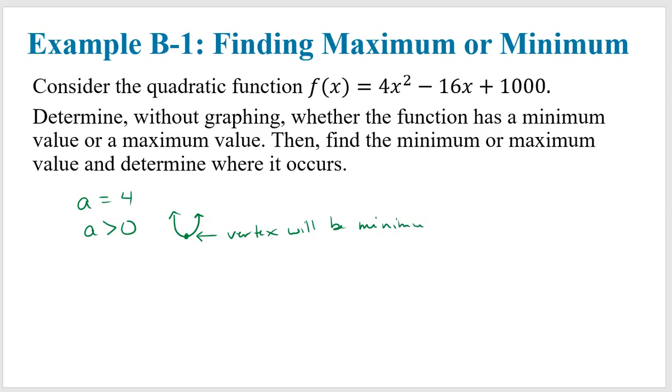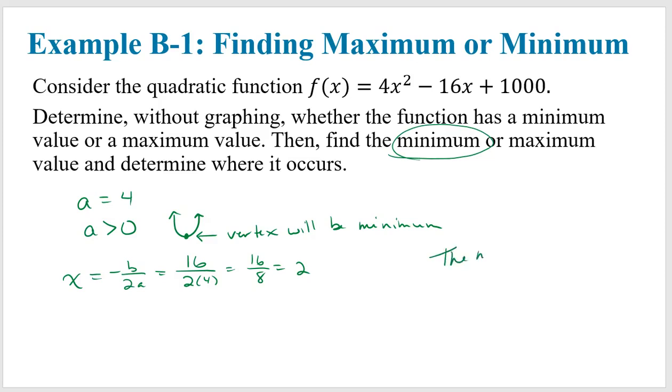All right, so I already know that we will have a minimum value, not a maximum, and then determine where it occurs. Because we are in standard form, we need to use the vertex information that we had in the last video. The x value of the vertex is going to be negative b over 2a. That's going to be the opposite of negative 16, which is positive 16, over 2 times 4. So 16 divided by 8 is 2.